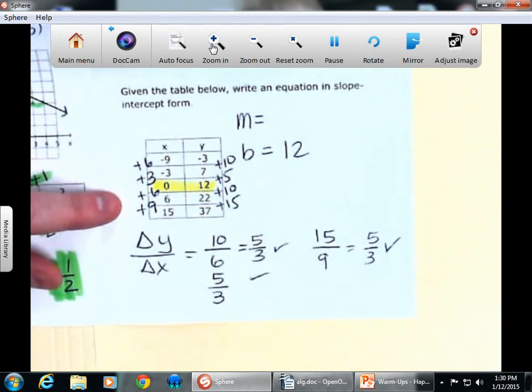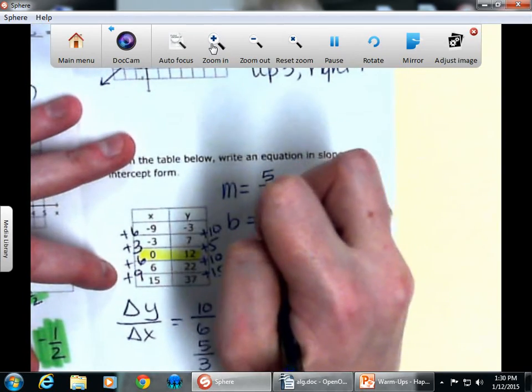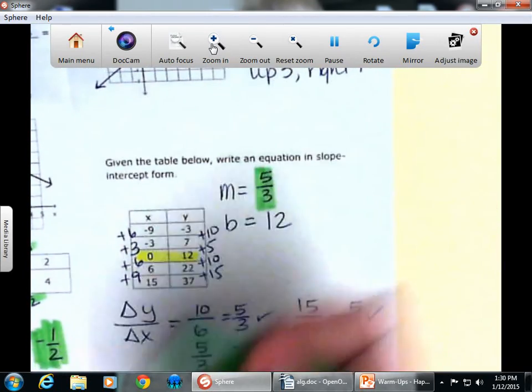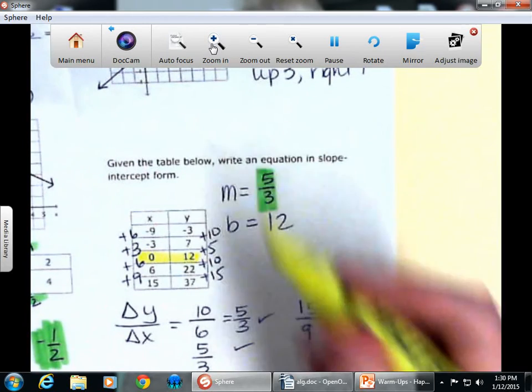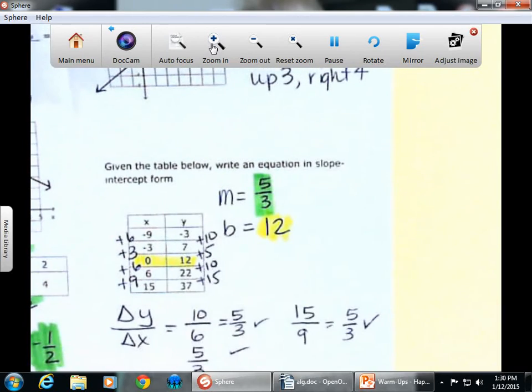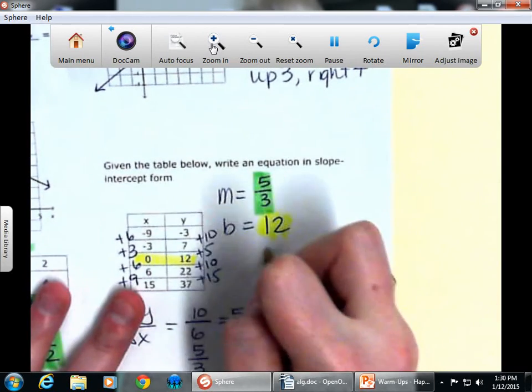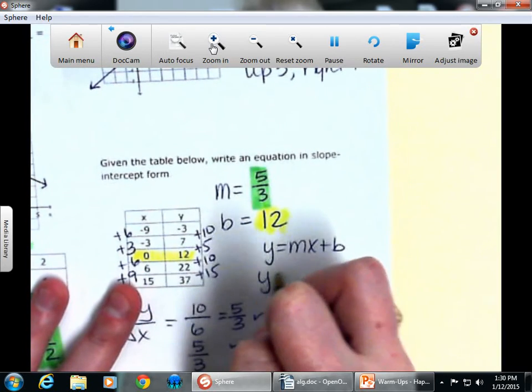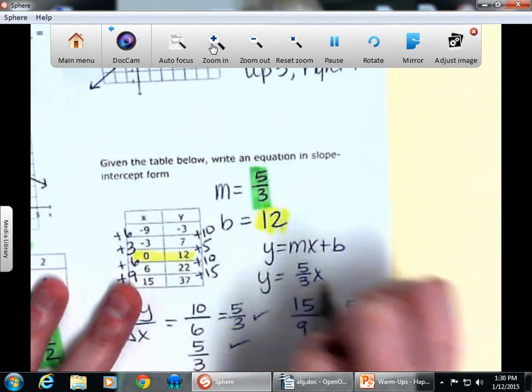So I'm going to color this green and this yellow. Then in order to write my equation, remember slope-intercept form is y equals mx plus b. So y equals 5/3 x, so m is my 5/3, plus 12. So this right here is my answer.